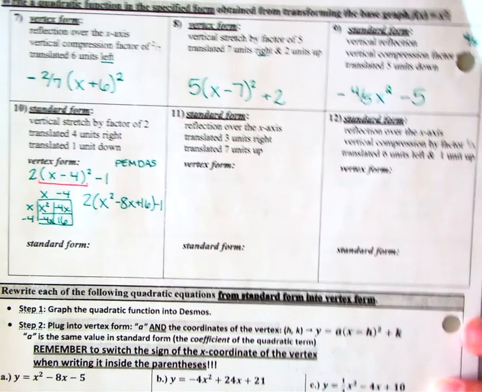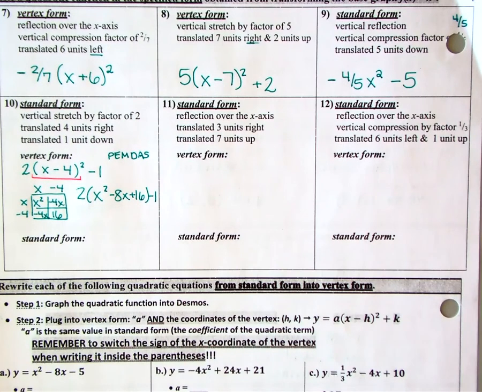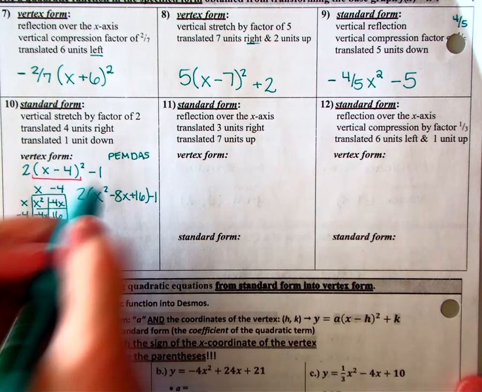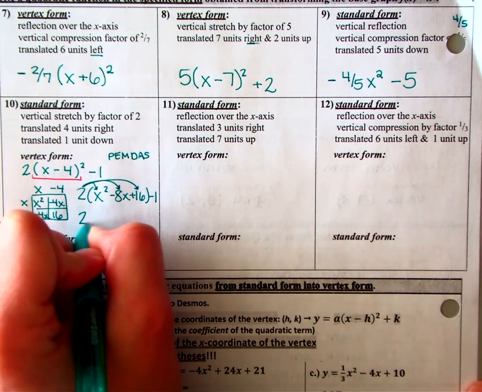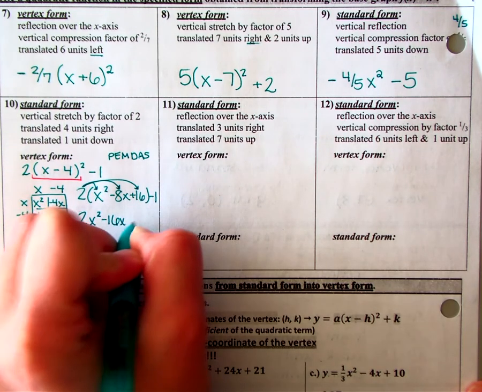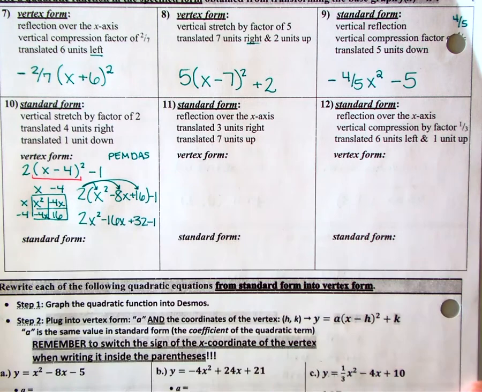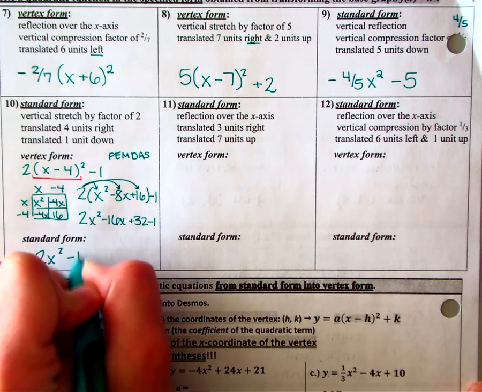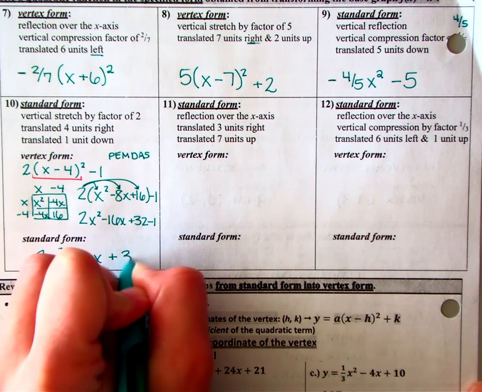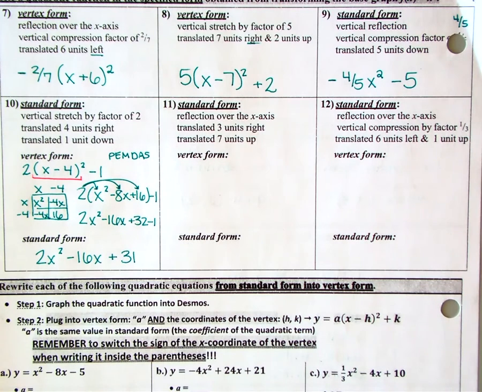And you can always pause the video so you can work that out. I know I went through that a little quick. And then next thing we're going to do is distribute in that 2. And then we'll simplify in that final step to get our standard form. Make sure it's in descending order. So not too bad, we're just combining some previous skills.